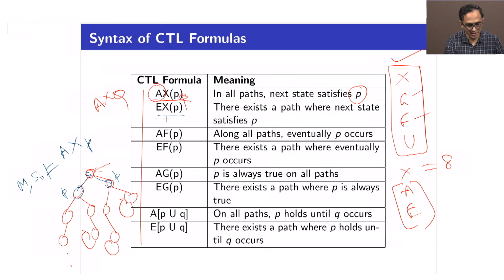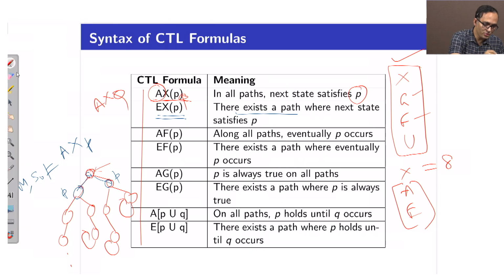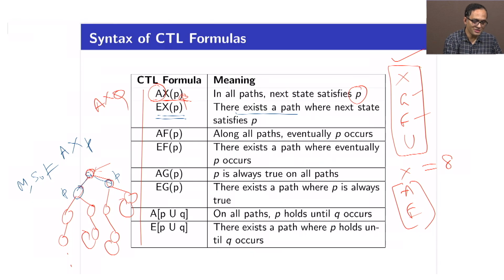Similarly, EXP. Here E means there exists a path. There are many paths, so there is at least one path, there exists a path in which the next state satisfies P. If I now take the same example, in this case it is also satisfied because in all paths the next state satisfies P, which means at least one path also satisfies it.